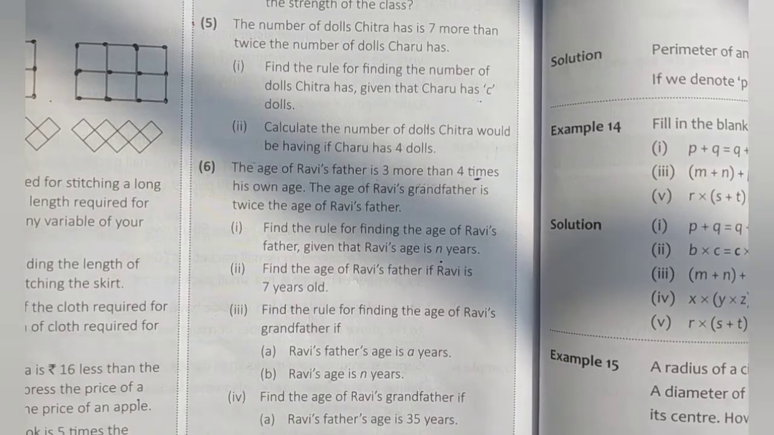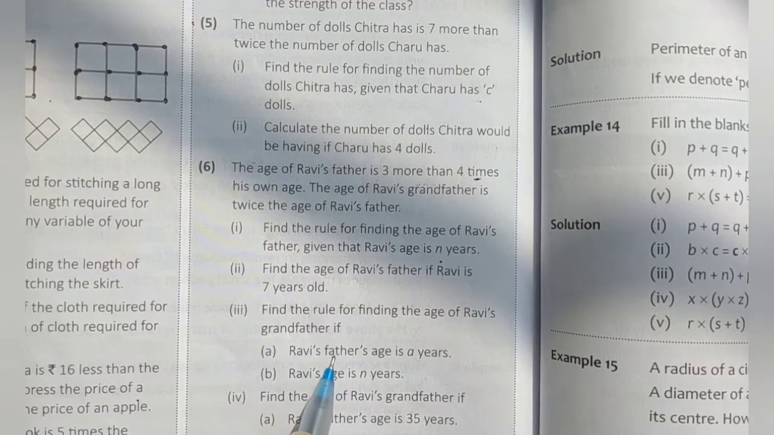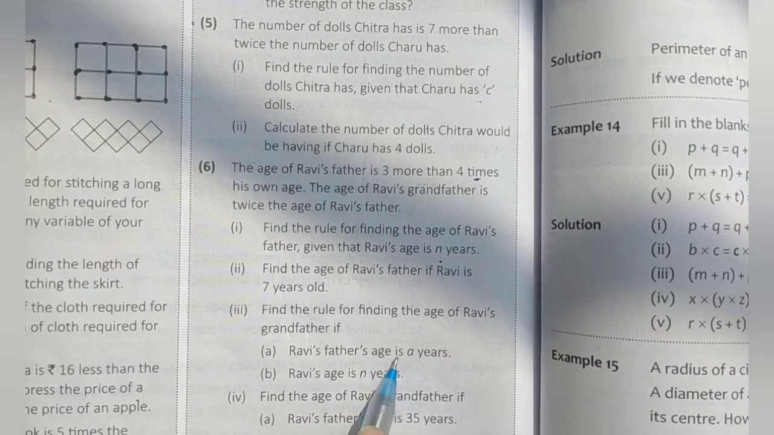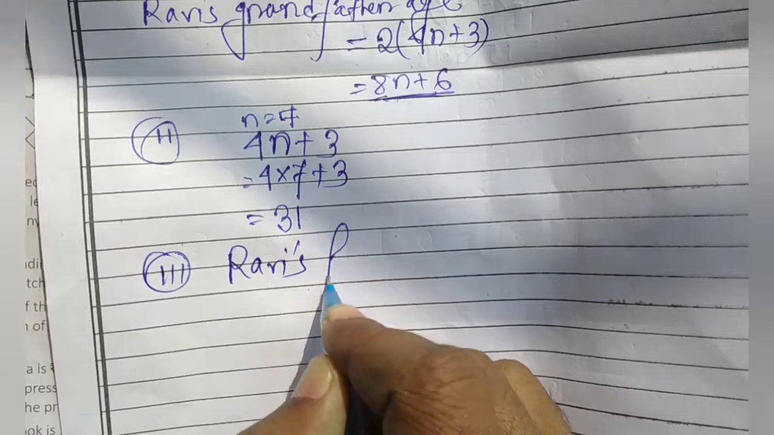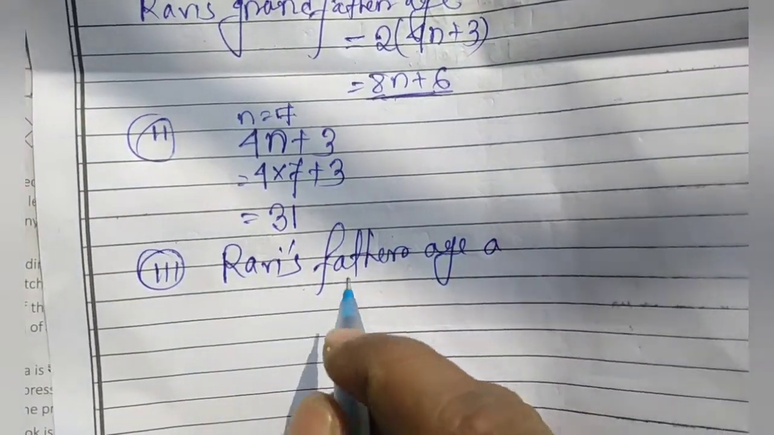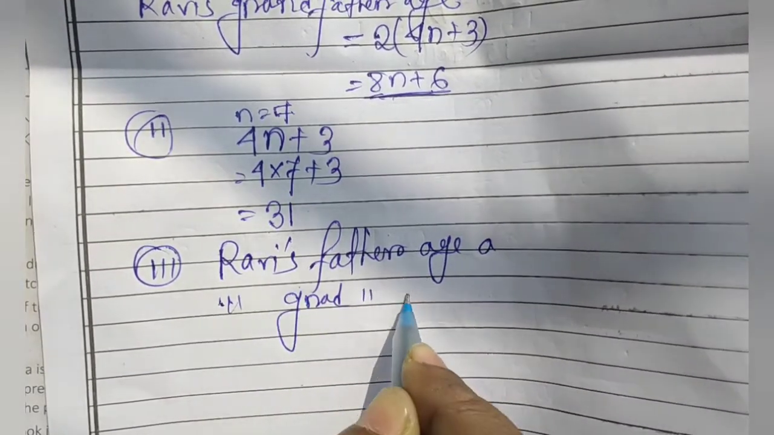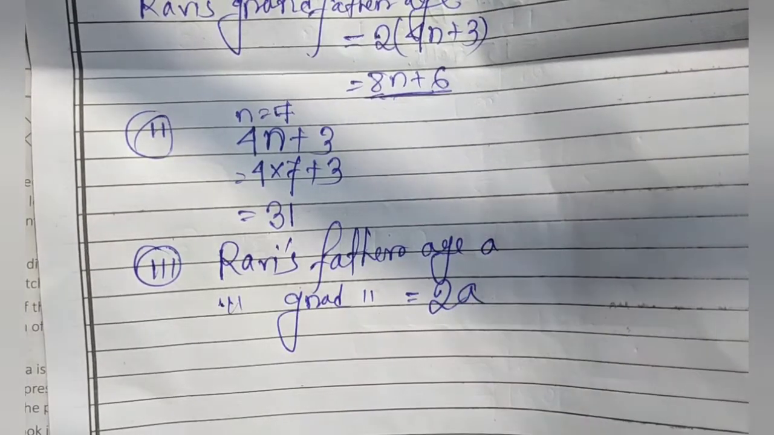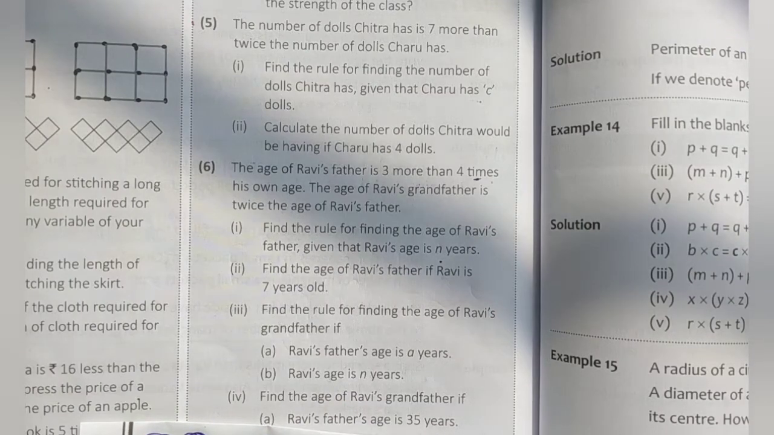Next, problem number 3. Find the rule for finding the age of Ravi's grandfather if Ravi's father's age is a years. If Ravi's father's age is a years, then Ravi's grandfather will be twice of Ravi's father, 2a. Now similarly, Ravi's age is n years and it's already computed.